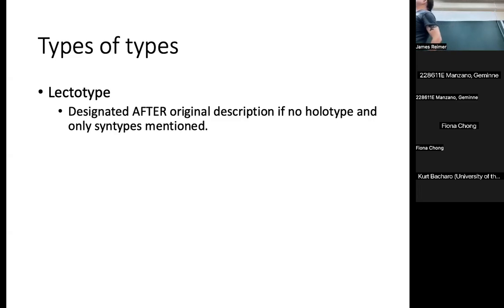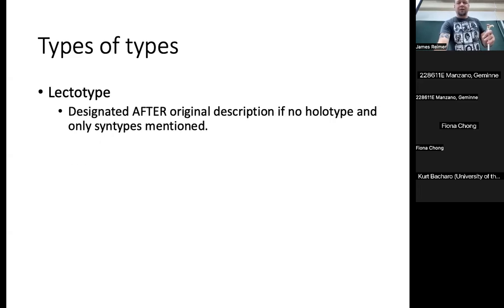So a lectotype is designated after the original description, if the original description has no holotype. So it's not a replacement, not a new one, but an old new holotype. You're coming along and you're pointing the finger, this one. Okay, does that make sense? So a lectotype is created to solve the problem of syntypes and holotypes.